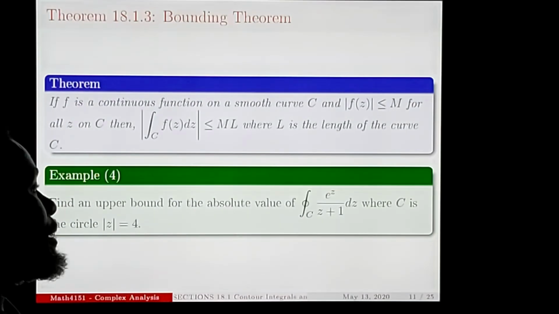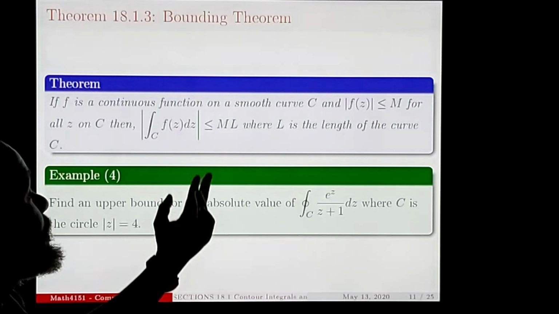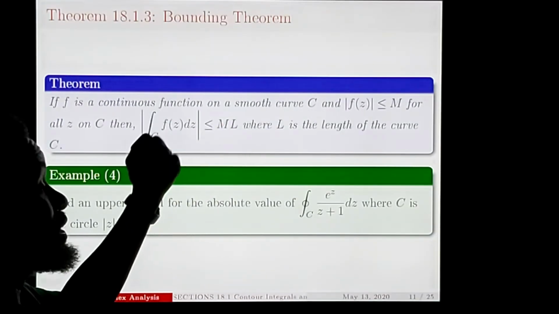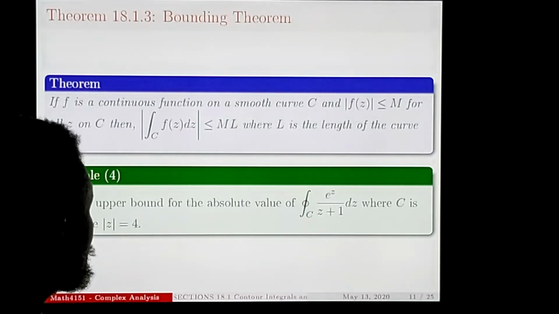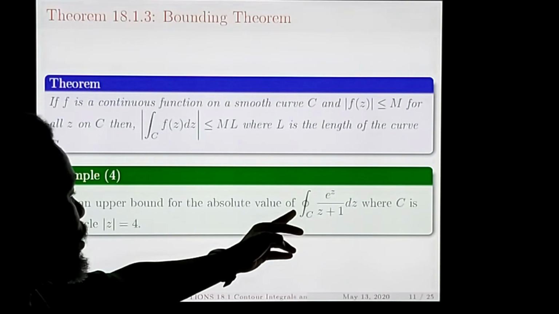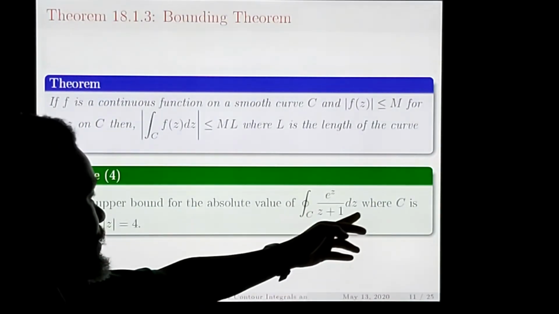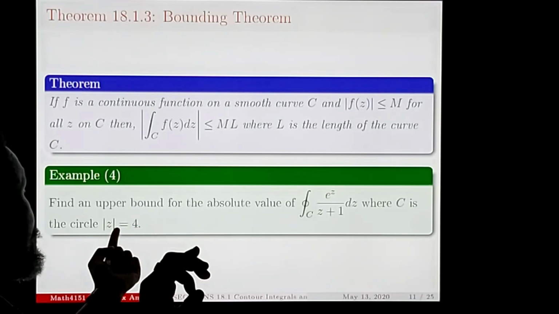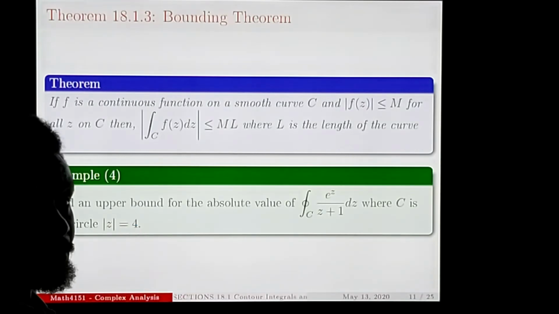So when you're given a problem, all you need to find is the length of the curve and then you need to find what the function is bounded by. Okay? So let's see whether we manage to do this. Find an upper bound for the absolute value of this, where C is a circle with center at the origin and a radius of 4.